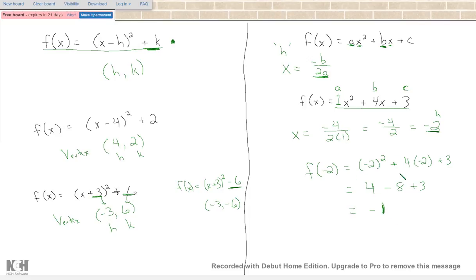Once we've plugged that x value in and calculated, that is our k value. So now that we have h and k, we know that our vertex here is negative 2, negative 1. So the thing to remember for this is initially you're just going to find an x coordinate, the h value in the vertex. Then you're going to take that h, plug it into the original function, work that out, and that will give you the k, and then you'll have your vertex.